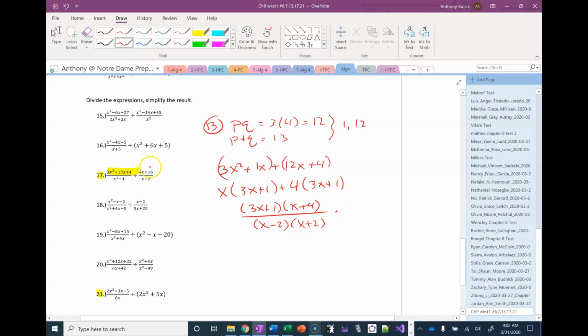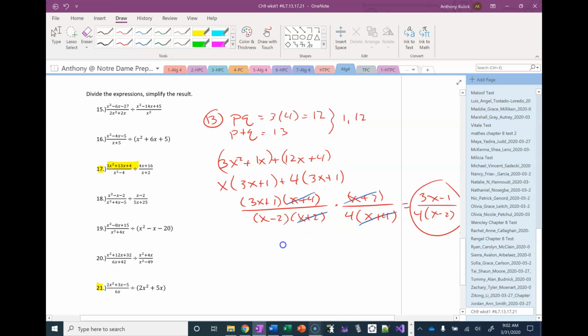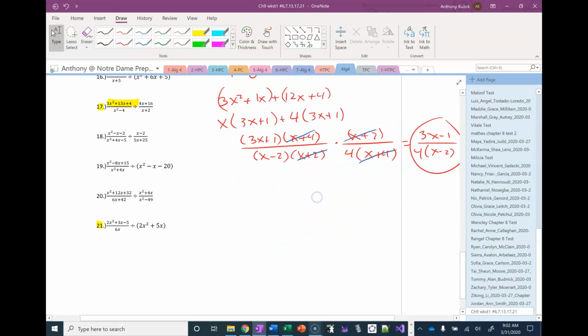And then since it's division, I'll make my reciprocal. So the x plus 2 that was in the denominator is now in the numerator, and I've changed this to a multiplication symbol. And in the 4x plus 16, I can take out a greatest common factor of 4. And I'm just going to look to reduce, so I can reduce those pieces, leaving me with just 3x minus 1 over 4 times x minus 2. And that's all I can do there.